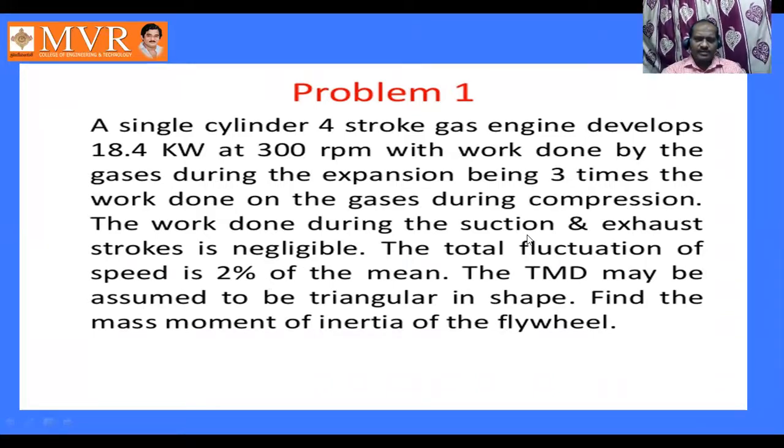The work done during the suction and exhaust strokes is negligible. So they have neglected the suction and exhaust strokes. The total fluctuation of the speed is 2% of the mean. The TMD may be assumed to be triangular in shape. Find the mass moment of inertia of the flywheel. So you have to find I, the inertia value. I can be found by a number of methods, but here we have to follow the single stroke and turning moment diagram only.